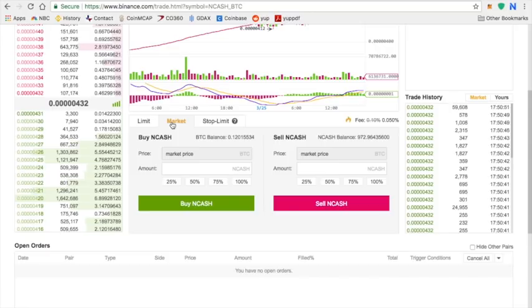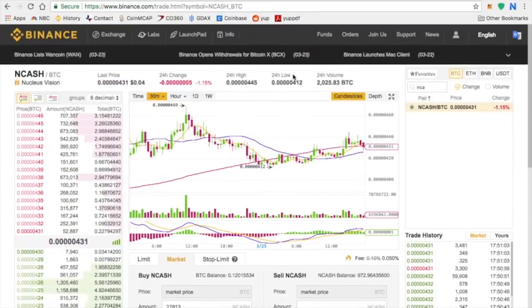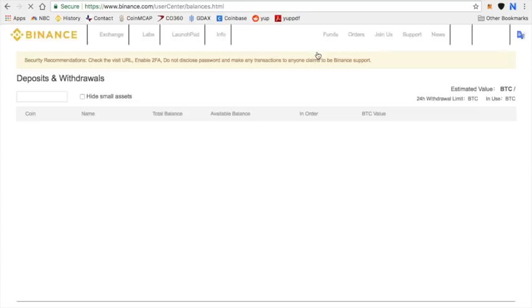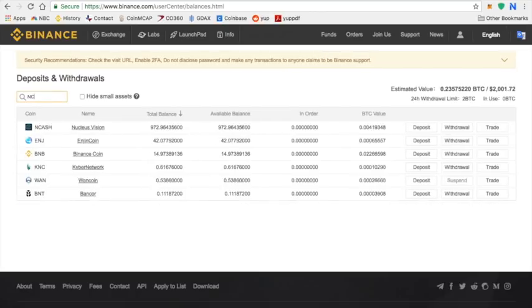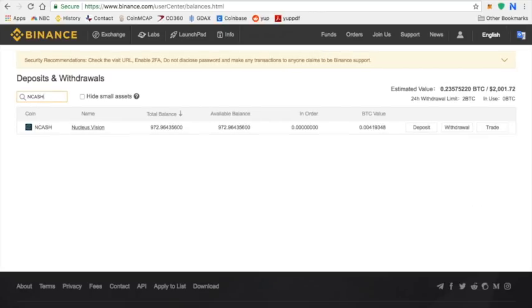If you see it at a price that you like, you get it at the market price and say I want 100% of my Bitcoin of that amount into NCASH. You just hit buy NCASH, and that's it. And then you will automatically have NCASH. And you can hit NCASH, and then it will show up there.